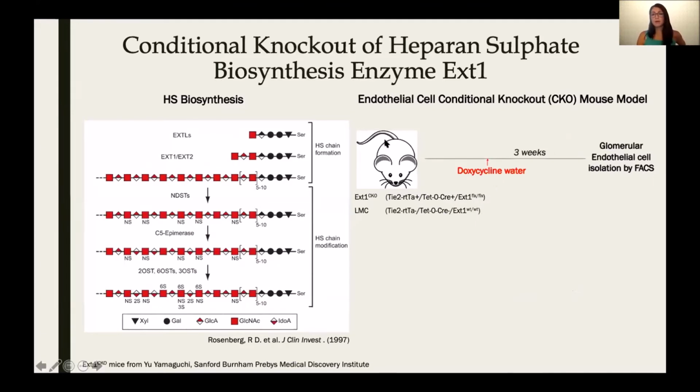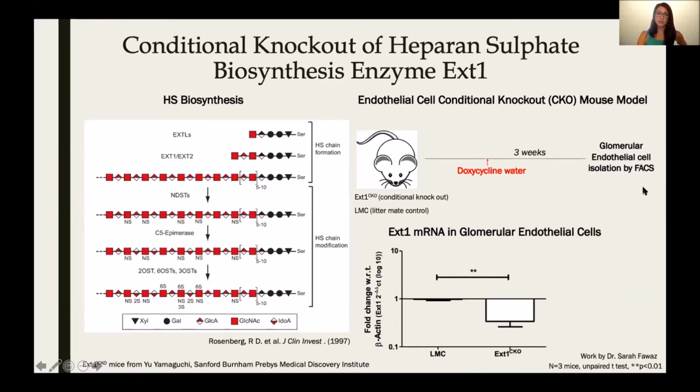So we have a mouse model which allows us to specifically knock out endothelial EXT1 using the Cre-LOX-P system by treating the mice with doxycycline. For these studies, to ensure that the model was working, we treated mice with doxycycline for 3 weeks to induce the knockout. Then we isolated glomerular endothelial cells by FACS and looked at EXT1 mRNA. You can see here there is a significant reduction in EXT1 mRNA in the EXT1 knockout mice compared to littermate controls. So we know that the model's working.